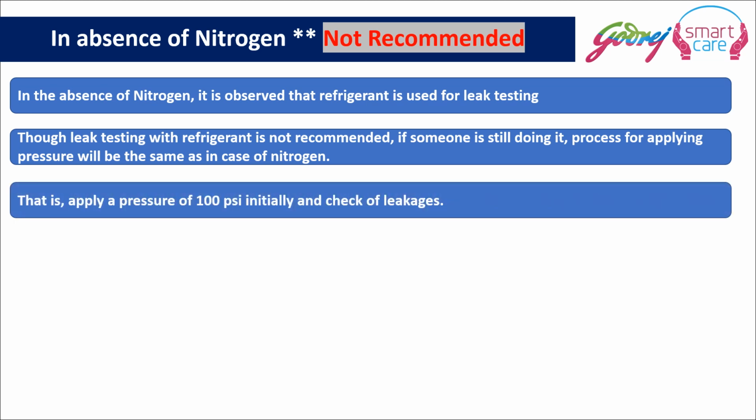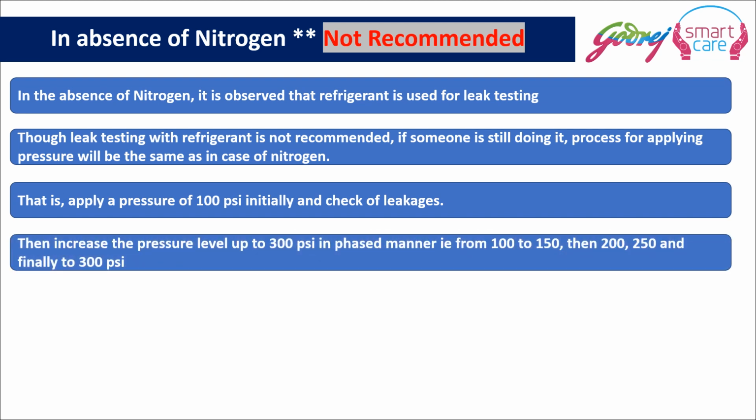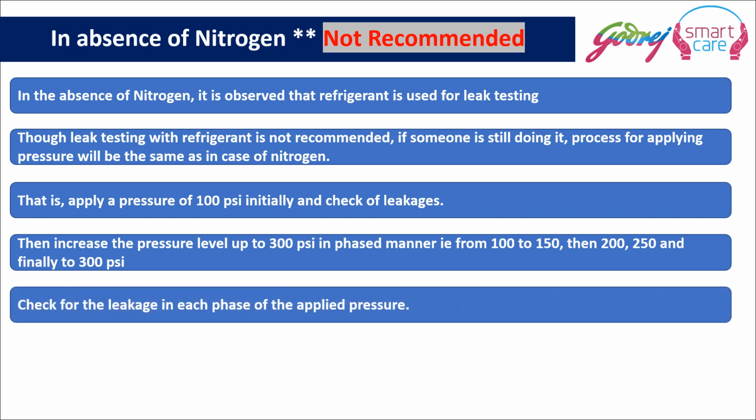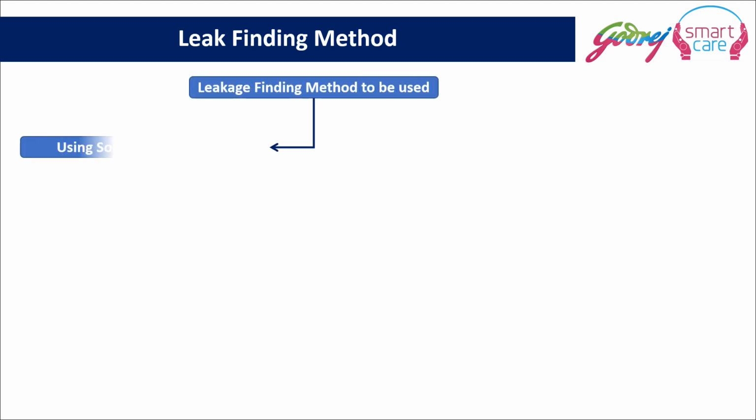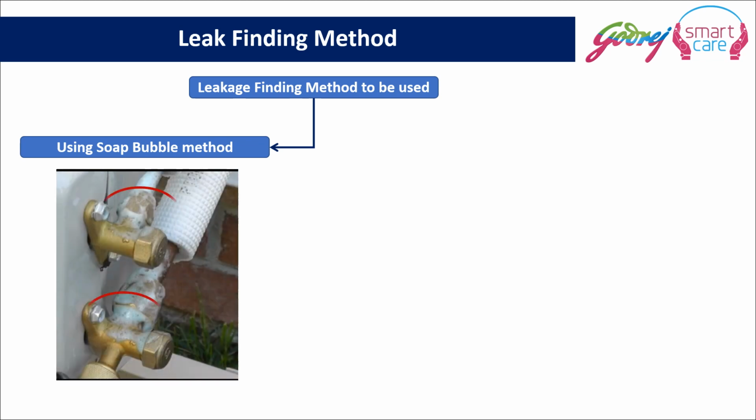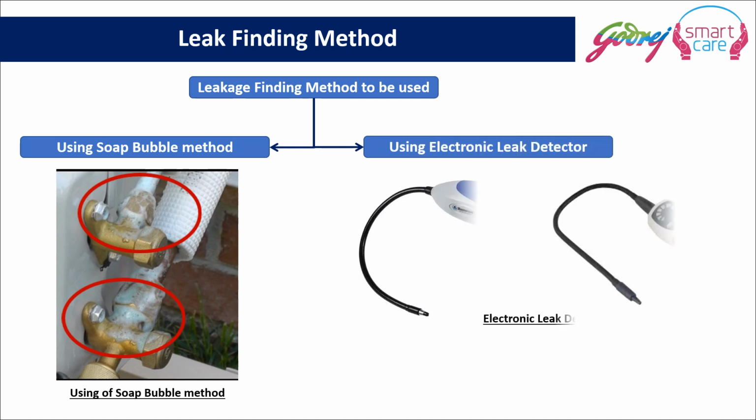Apply a pressure of 100 psi initially and check for the leakage. Then increase the pressure level up to 300 psi in a phased manner, that is from 100 to 150, then 200, 250 and finally to 300 psi. Check for the leakage in each phase. Then there are two methods of finding the leakage. One is by using soap bubbles method, and another is by using electronic leak detector.